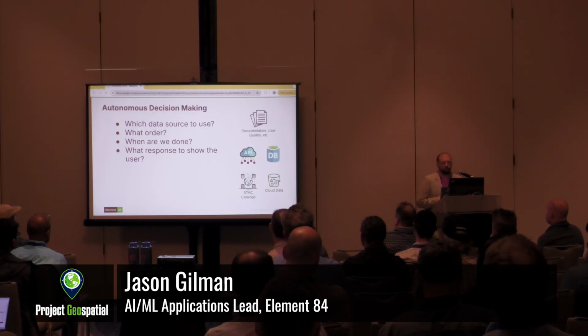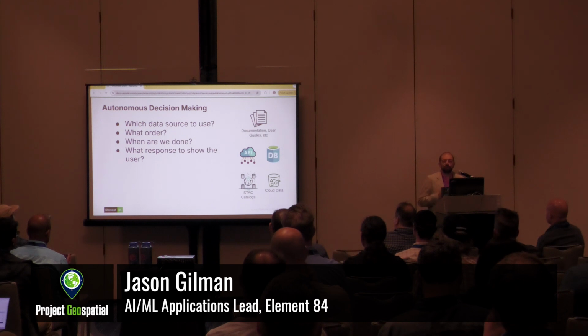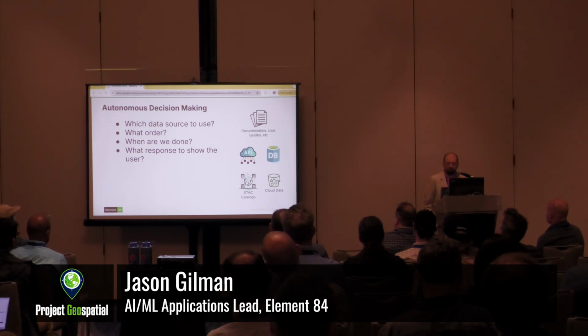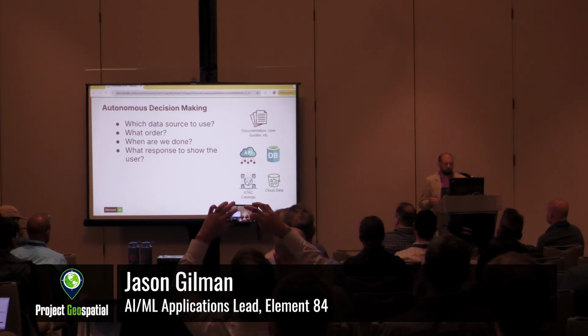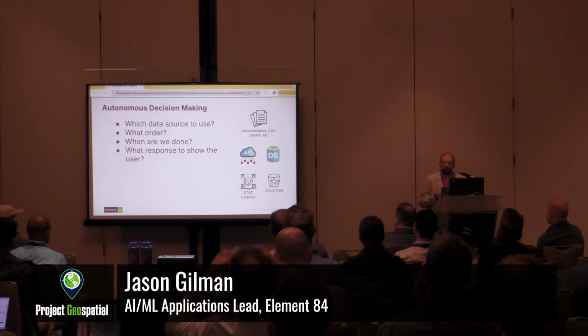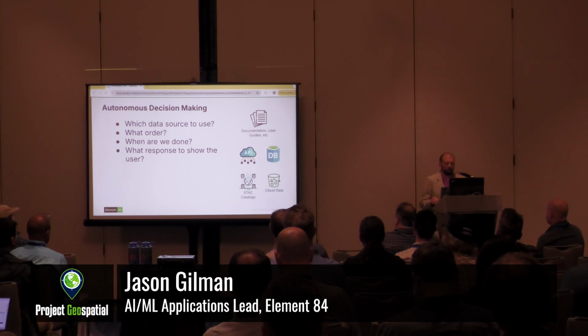Additionally, they're really good at autonomous decision-making. So if we have all of these particular places where we could get data from, like documentation and APIs and whatnot, depending on what the user's asking, we need to go to different data sources. We need to go in different orders, and an LLM has this emergent intelligence where it can figure out and answer these things for us based on descriptions that we give it.